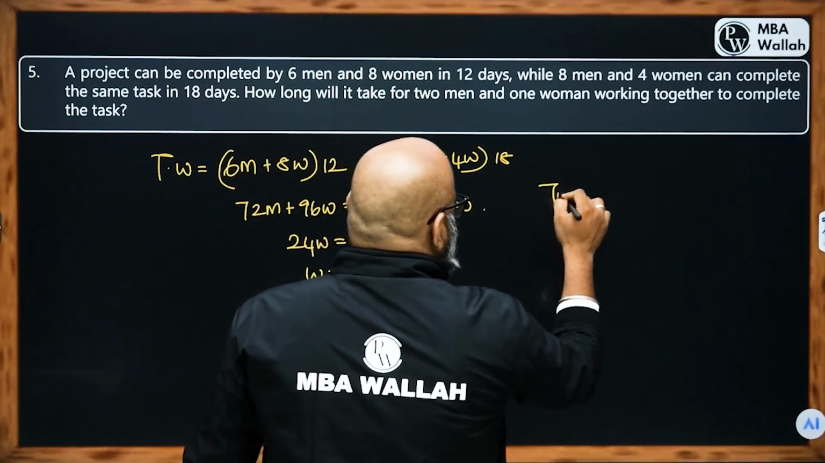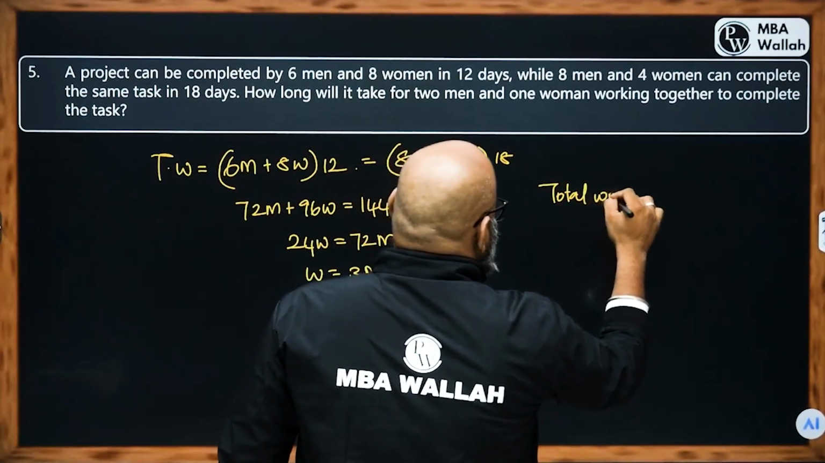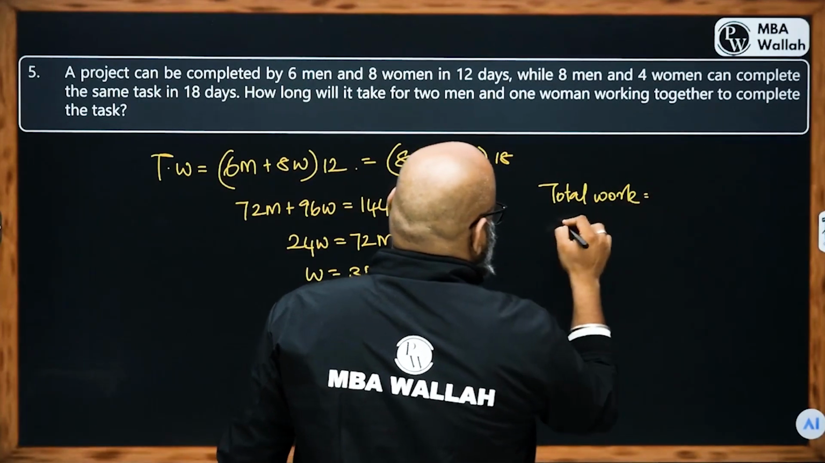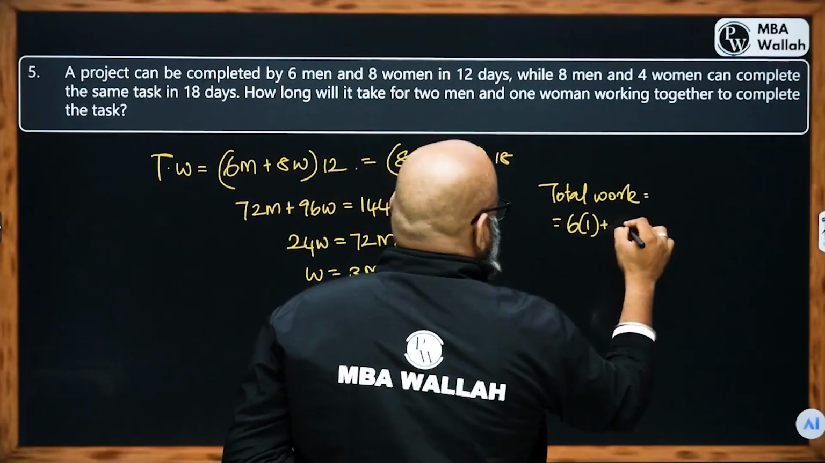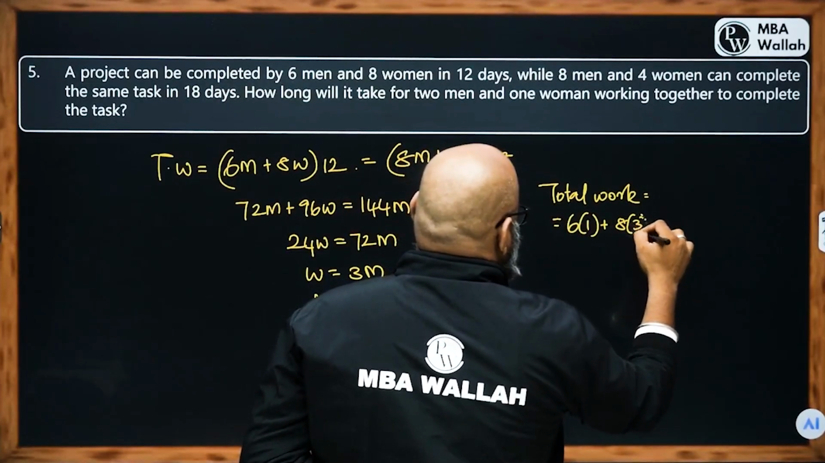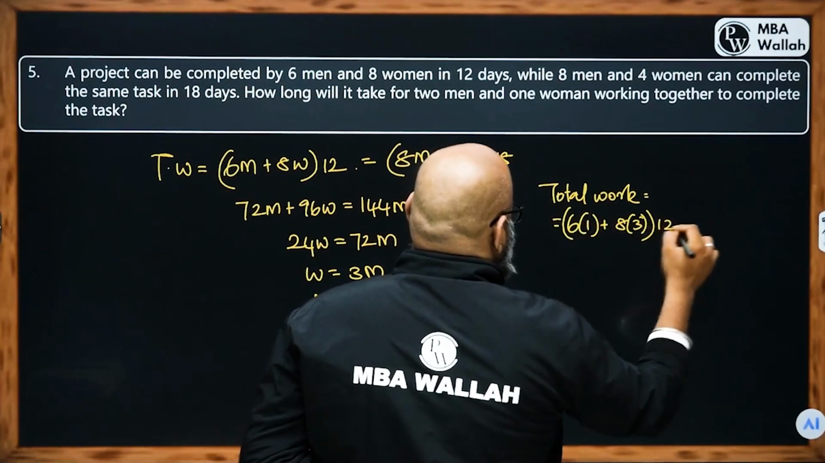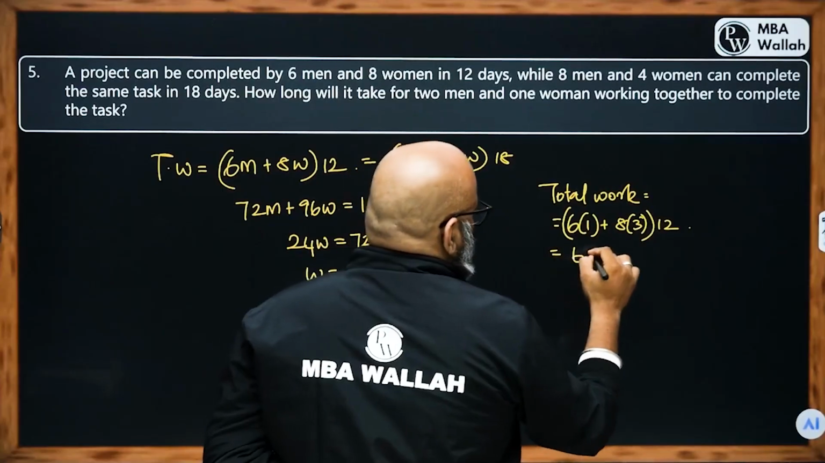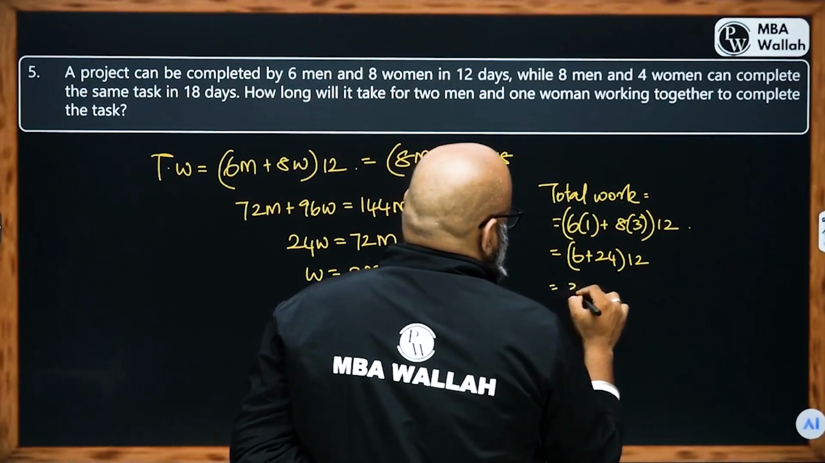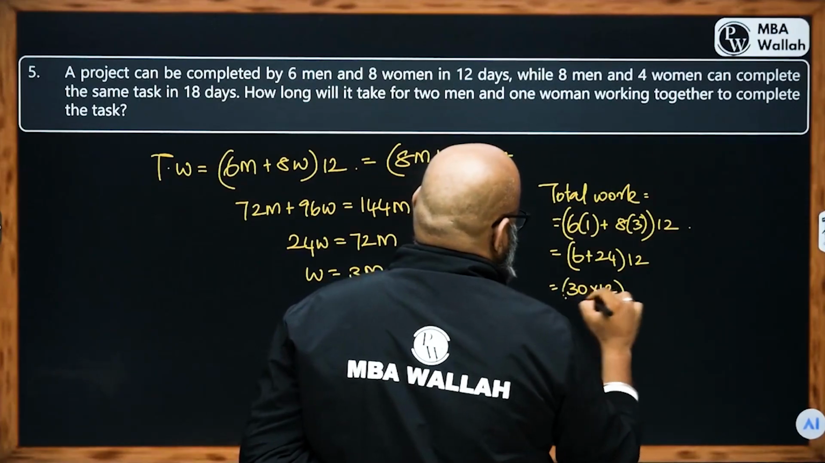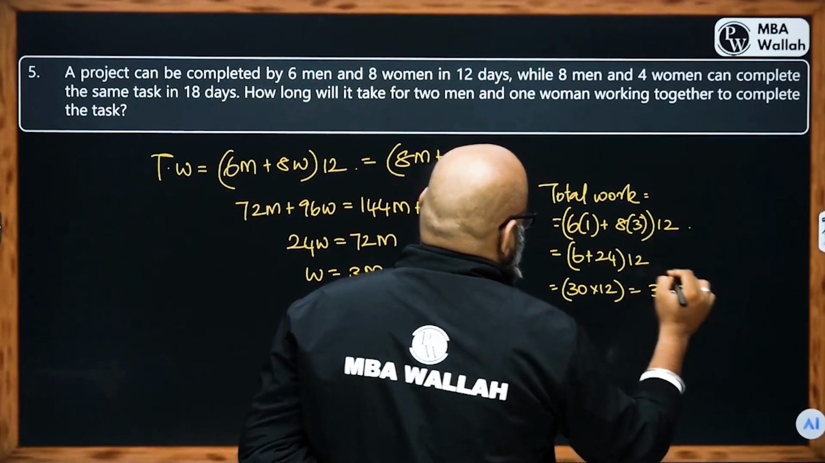So the total work is equal to 6 into 1 plus 8 into 3 into 12. So this will be 6 plus 24 into 12. 30 into 12, that is 360.